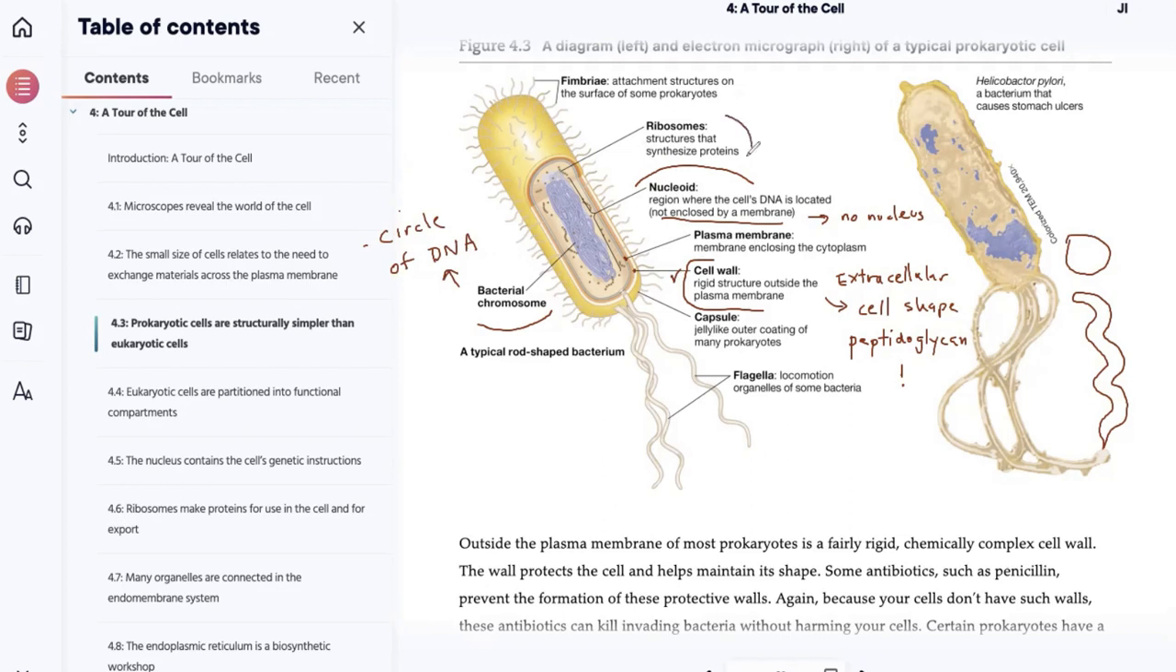Ribosomes are important. This is where you synthesize proteins. The capsule is an important feature for discussion later on because this is actually something that, when you have a capsule, it can make bacteria more likely to cause disease.